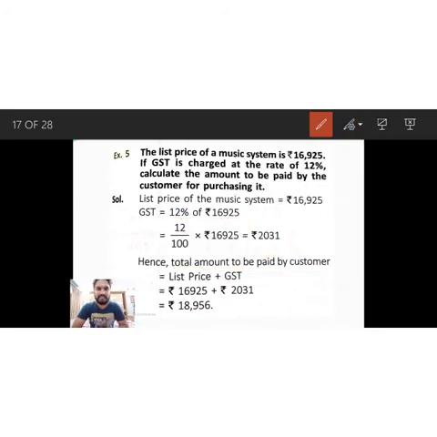Okay, so GST is also the same as sales tax. As in sales tax, we find the sales tax, and after that we add it to the list price. GST is also the same, we have to find the GST. Later on we have to add the GST to the list price and we find the final amount.